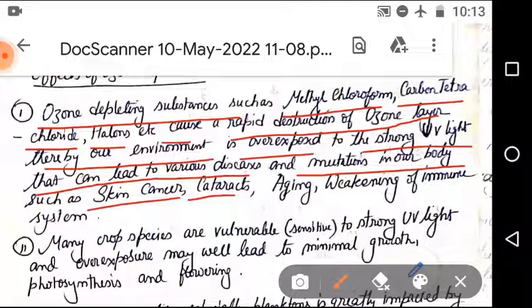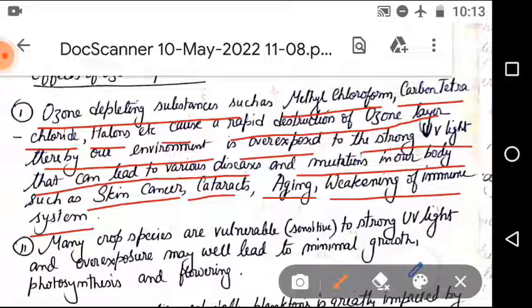Cataracts, in Bengali we say chani pore jawa, means a layer occurs in front of the lens of the eye, and one of the causes of cataract is the harmful ultraviolet radiation. Aging means rapid increase of the age, weakening of the immune system, and so on. So the ultraviolet radiation entering the earth causes various problems in our body.